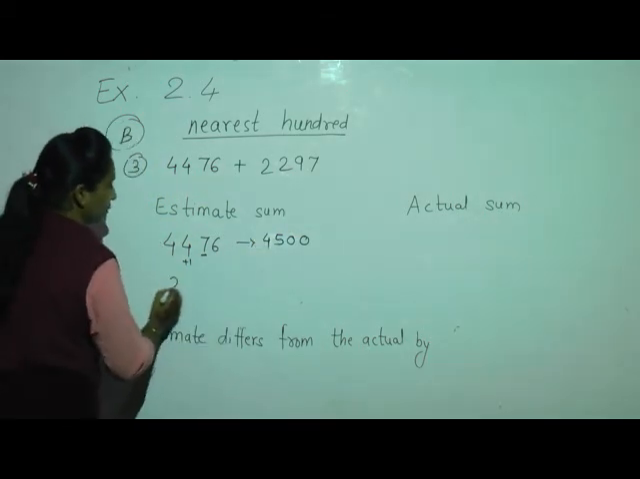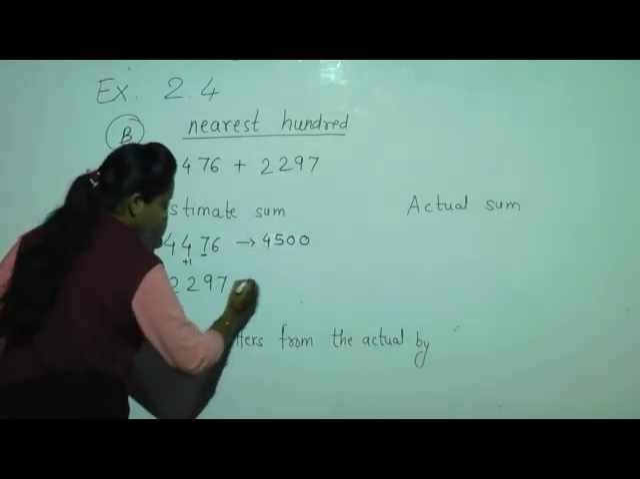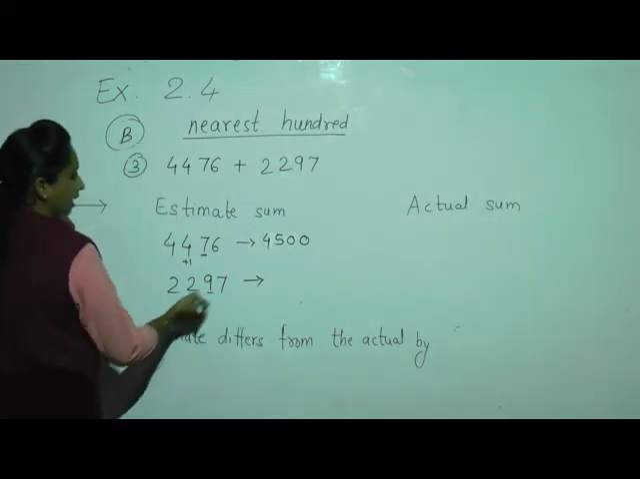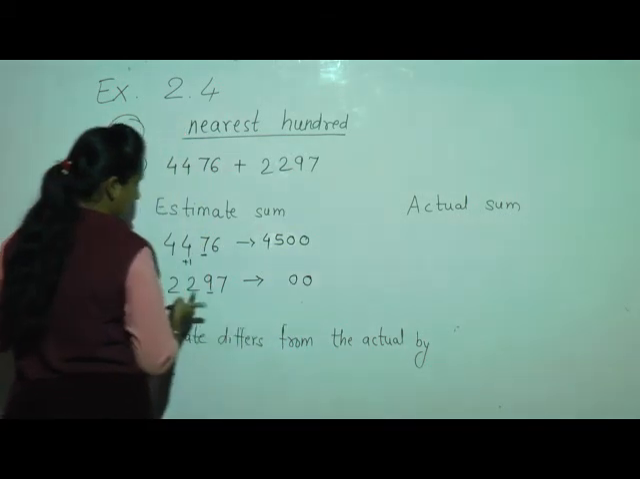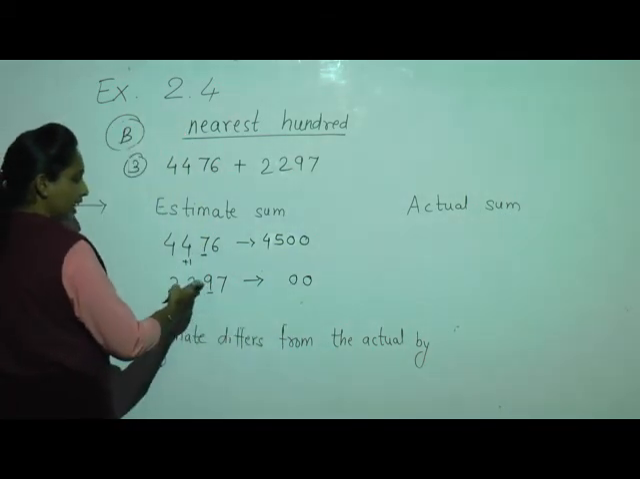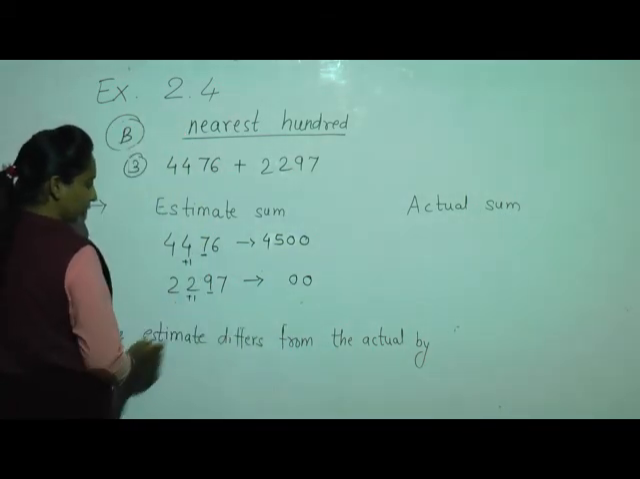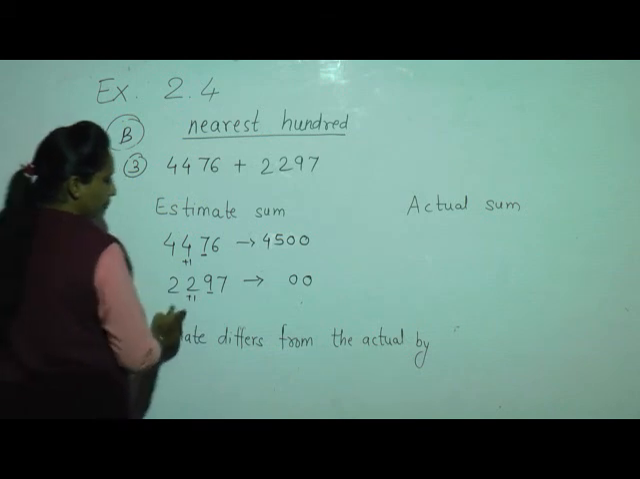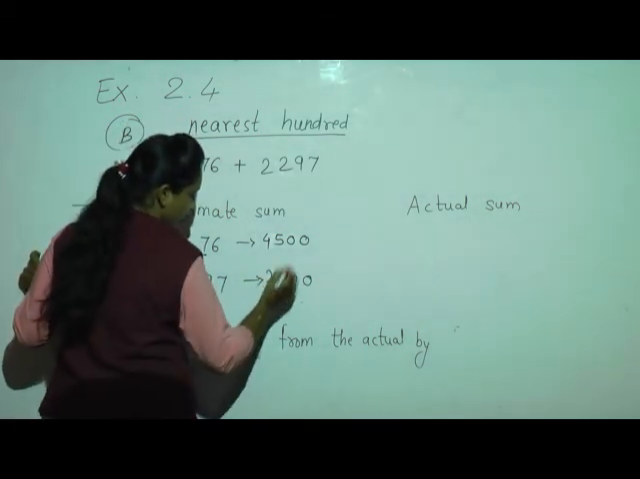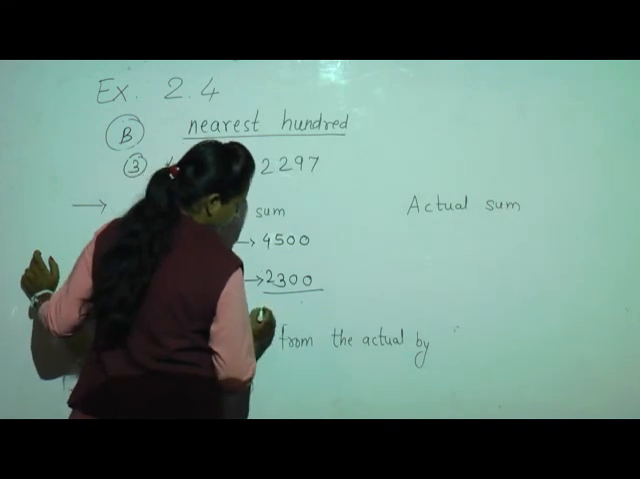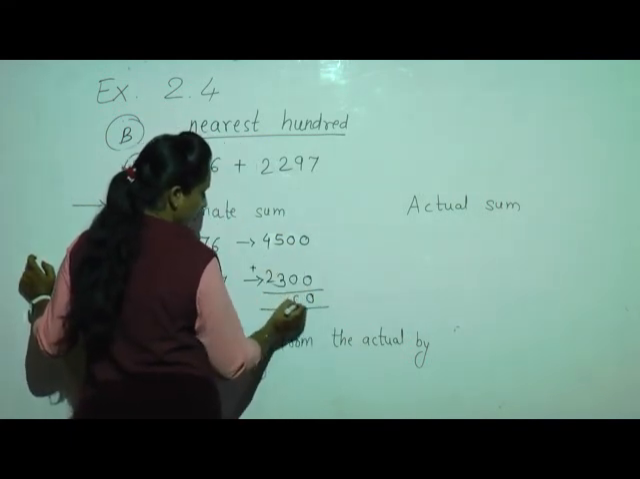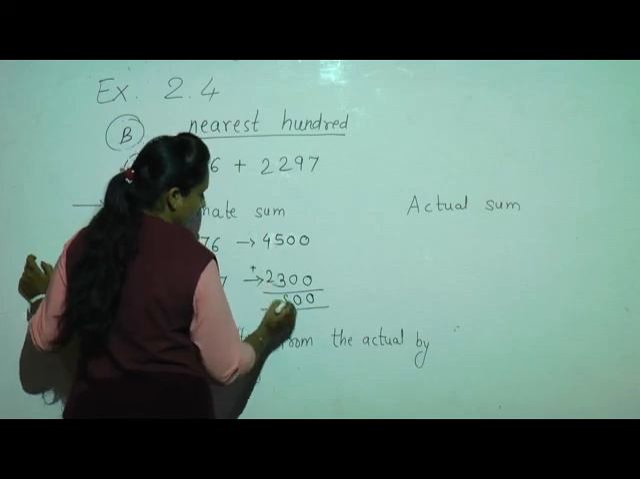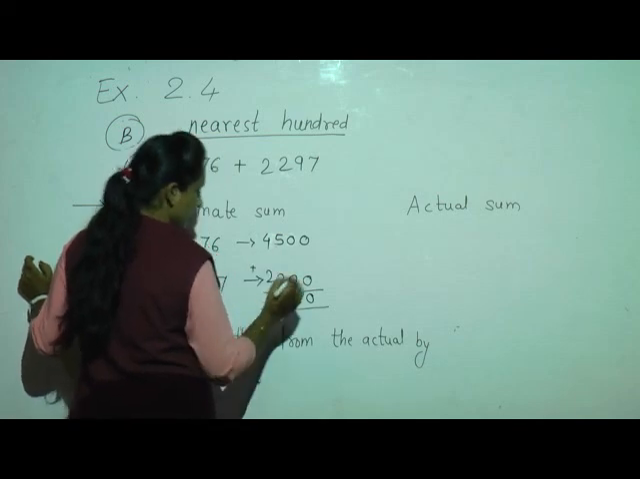The next number, 2297. So underline the tens place, place the 0 at ones and tens and see what is there, 9. So more than 5. So add 1 to the hundreds place. 2 plus 1 is 3 and 2. Now we will do the addition. See, 0 plus 0 is 0, 0 plus 0 is 0, 5 plus 3 is 8, 4 plus 2 is 6.